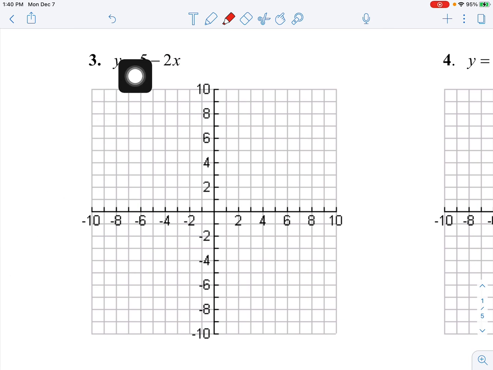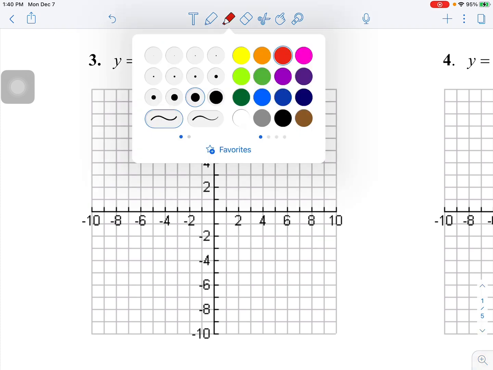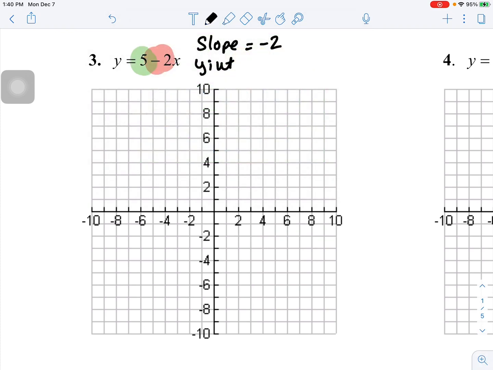Some people might think that it's 5 because that's the number that goes first, but the slope is actually negative 2 because it's the number that's attached to x, and it's minus 2x. So I would say that my slope is negative 2, and my y-intercept is the plain number that's all by itself, which is 5.